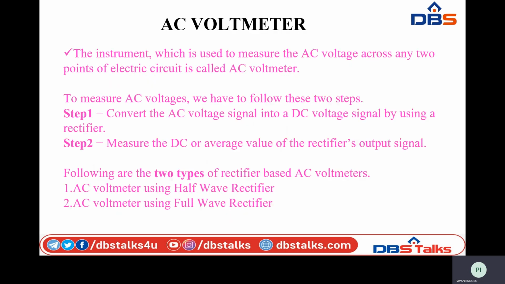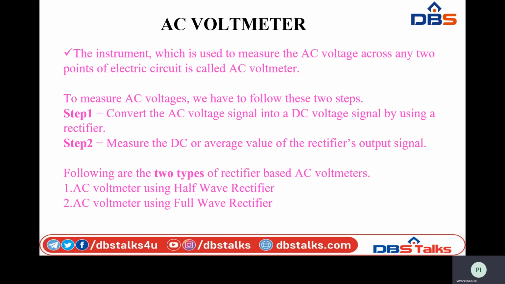And then next, coming to the AC type of voltmeter. Here the alternating current voltmeter is the instrument used to measure the AC voltage across any two points in an electric circuit. To measure AC voltages, the conversion must be done in two steps. First, convert the AC signal voltage into direct current voltage by using a rectifier, and then we have to measure the average value of the rectifier's output signal.